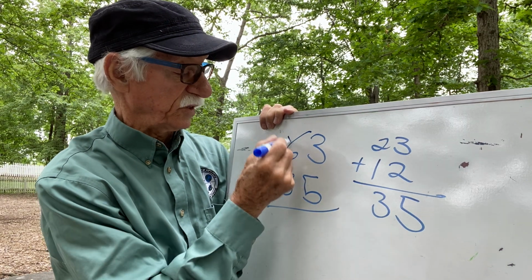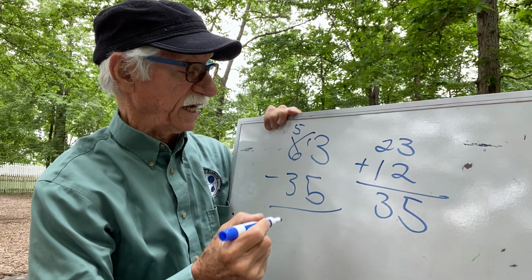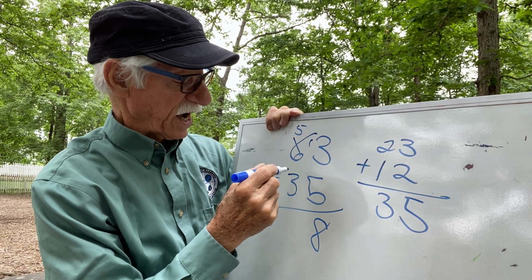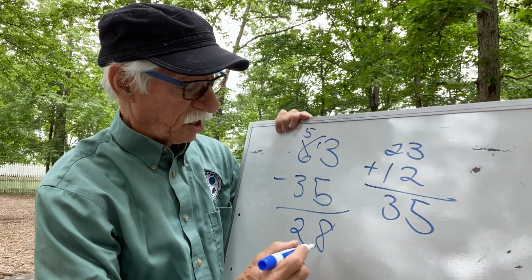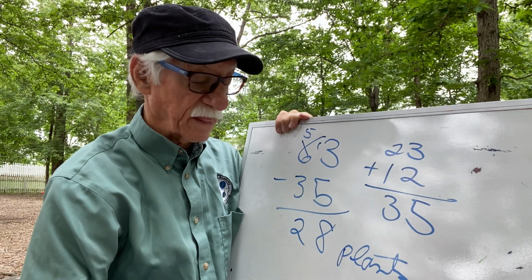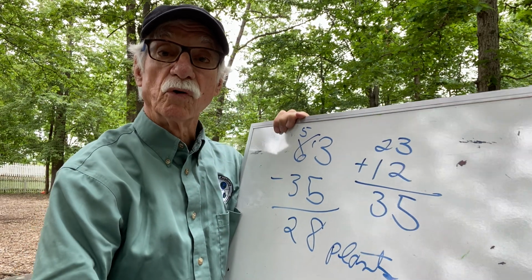5 units from 3 units, can't do it. Can find 10 units, 13 units, take away 5 is 8. 5 tens, take away 3 tens is, so we have 28 plants that were not hibiscus or roses.